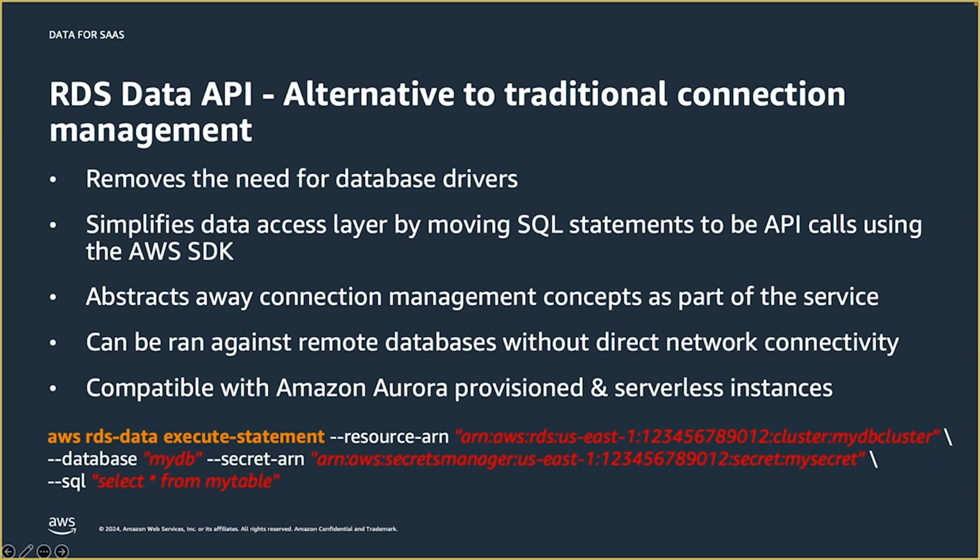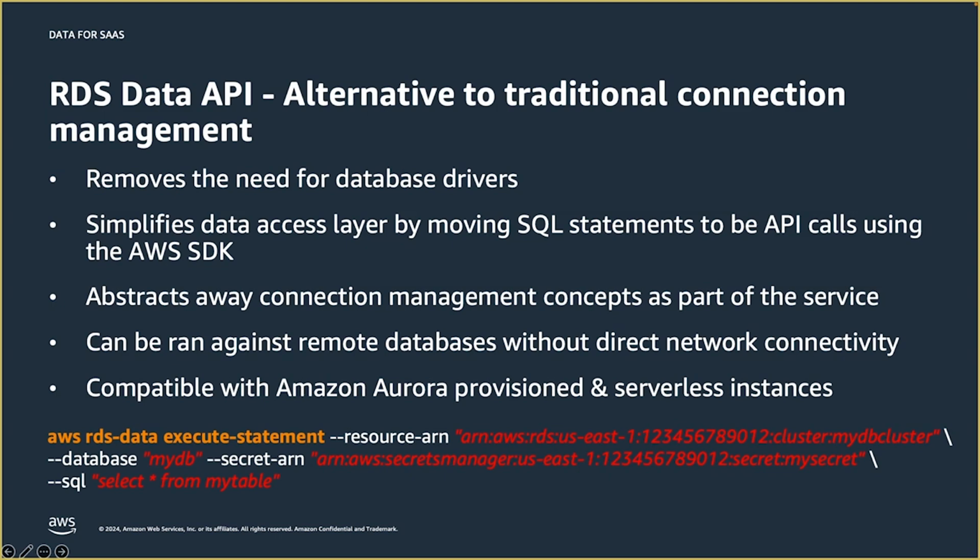Another interesting feature of the RDS Data API is that it doesn't require direct connectivity to the database. You can run it remotely, and as long as you've got the correct IAM credentials, identity and access management credentials, to perform the execute statement action, then you'll be able to run your query against the database. And this can be really useful in development environments where you want to connect to a development database from your local machine without having to set up VPNs or remotely connect to other machines in order to connect to the database. And this is available with Amazon Aurora provisioned and serverless deployments today.